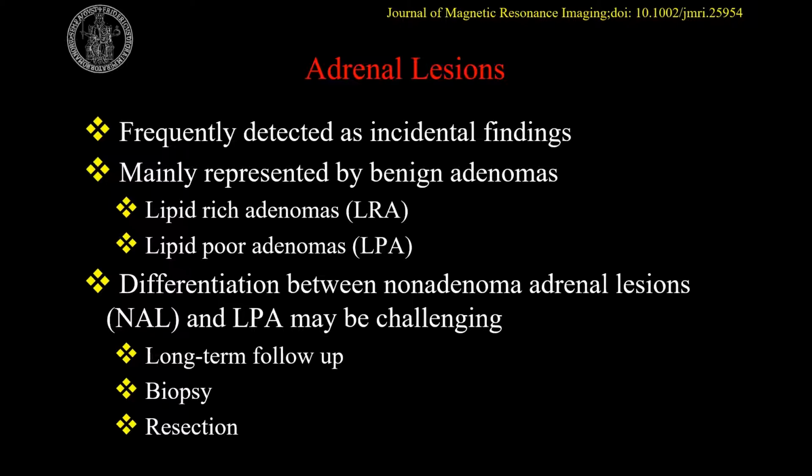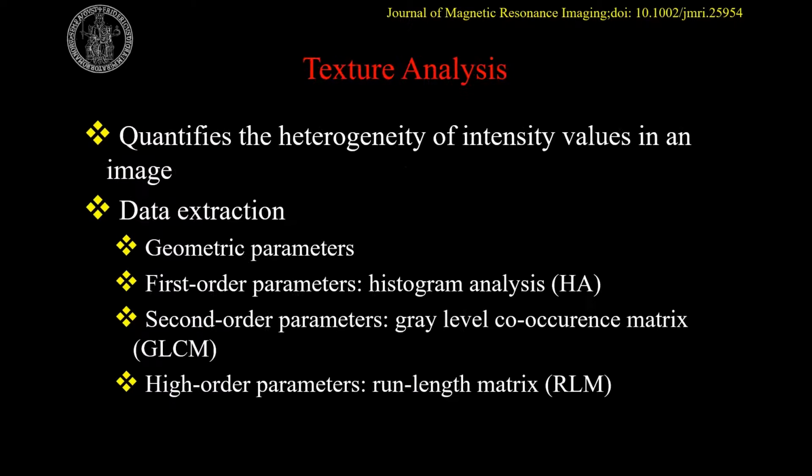Adrenal lesions are frequently detected on imaging studies as incidental findings and are mainly represented by benign adenomas, which can be further divided into lipid-rich and lipid-poor. Differentiation between adenomas and nonadenoma adrenal lesions may be challenging, especially in the case of lipid-poor adenomas, which may be quite similar to nonadenomas based on imaging findings. Long-term follow-up, biopsy, or surgical resection may be the only ways to obtain a correct diagnosis.